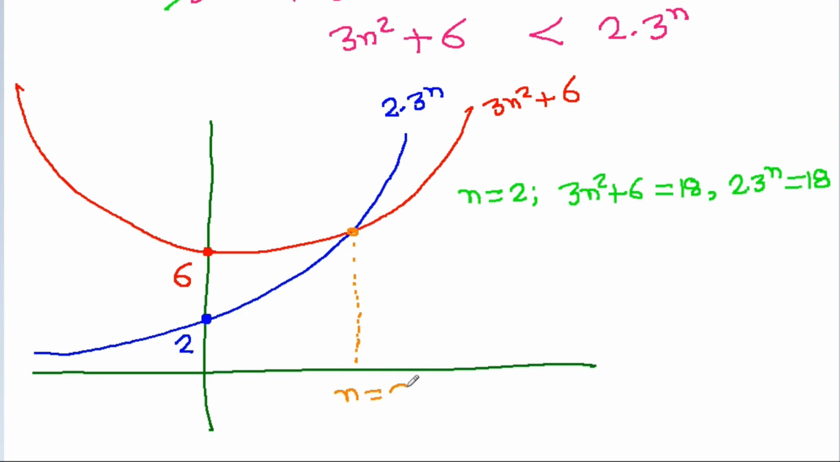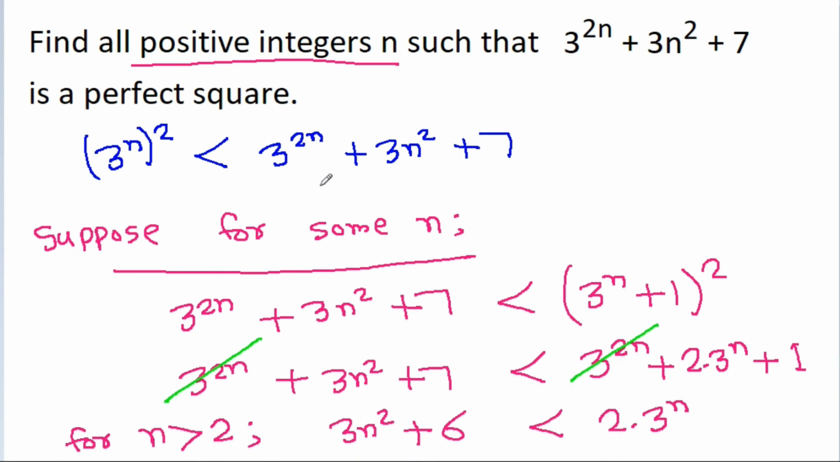is n equal to 2, and the exponential function grows much faster than a polynomial. That means this gap will continuously increase. So these two graphs will never intersect again after n equal to 2. So for n greater than 2, 3n^2 + 6 is less than 2 times 3^n. So 3^(2n) + 3n^2 + 7 is less than (3^n + 1)^2 for n greater than 2.